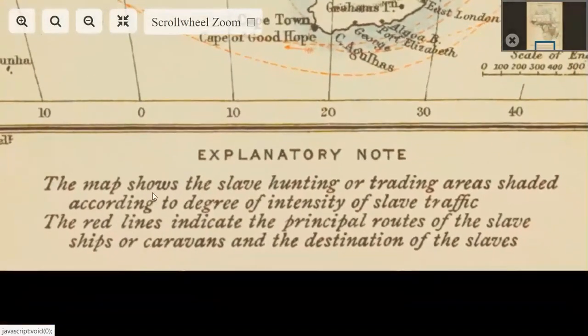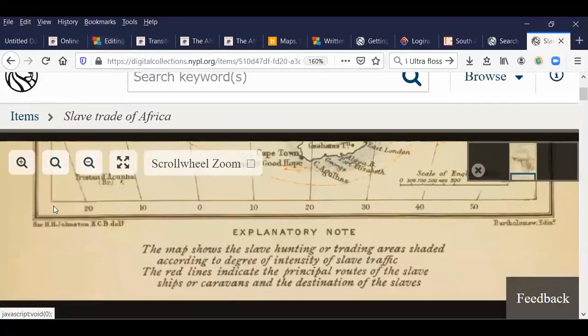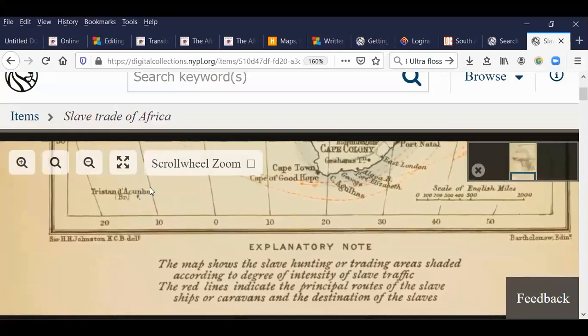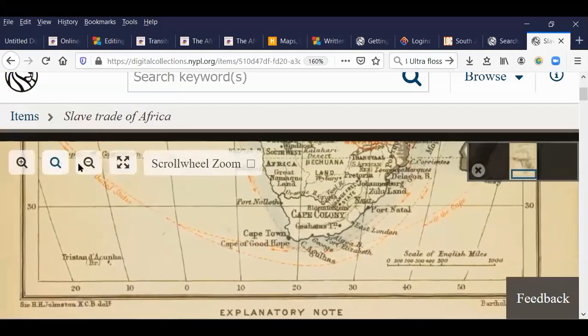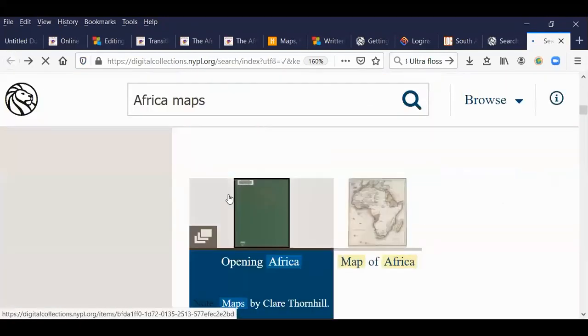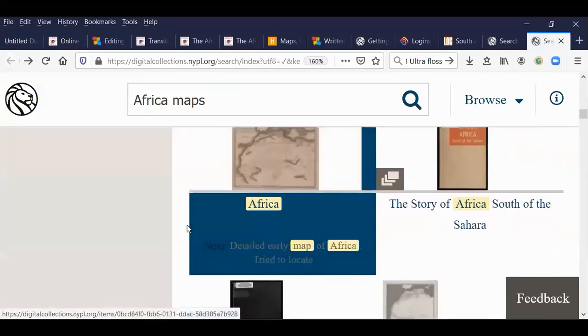As this one, in an explanatory note, says at the time of its publication, the map shows the slave hunting or trading areas shaded according to degree of intensity of slave traffic. The red lines indicate the principal routes of the slave ships or caravans and the destination of the slaves. Well, that has to be checked against all other sources. It's not in itself a definitive source. No one source is in history. But a great deal of very interesting material can be obtained in these maps from the New York Public Library.